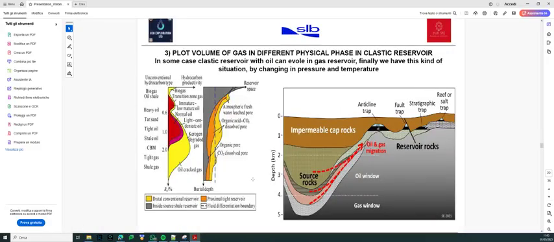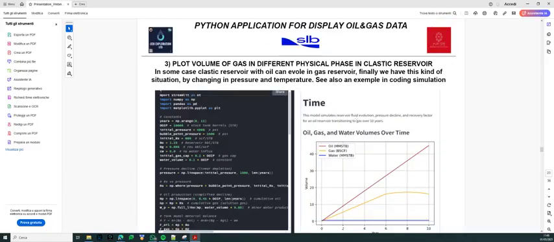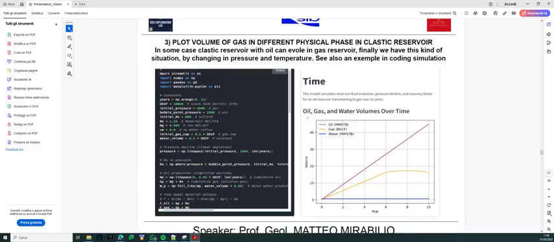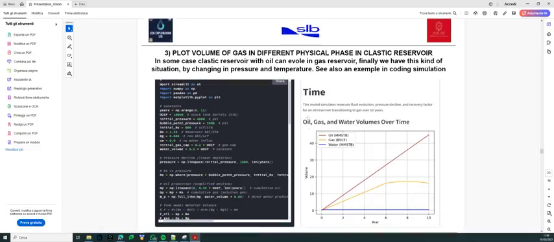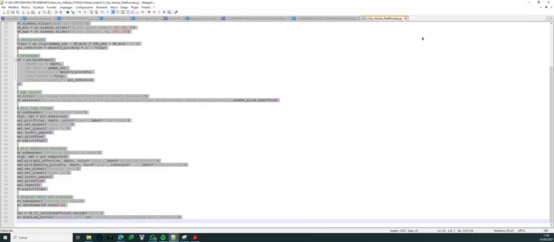We have a simplified example linked to the oil reservoir, a principal oil reservoir, that can evolve in this case. We have a volatile part that can also evolve into gas. And so this model simulates the reservoir fluid evolution, pressure decline, and recovery factor from an oil reservoir transitioning to gas over 10 years. Go to the example.